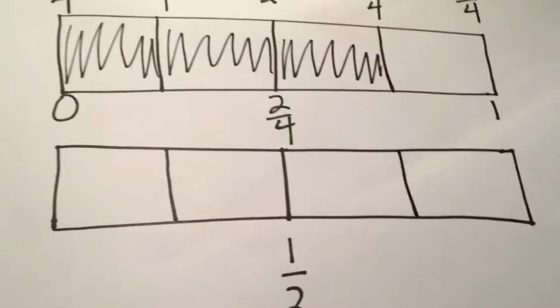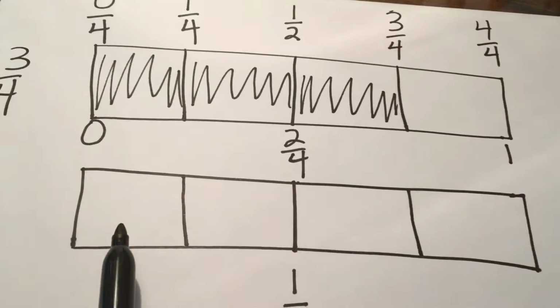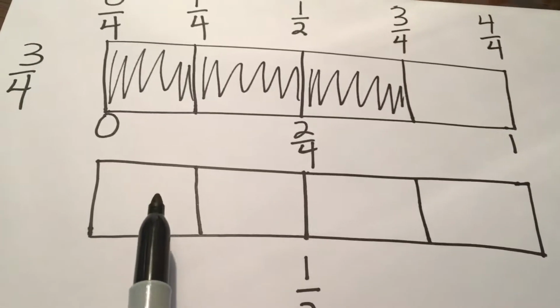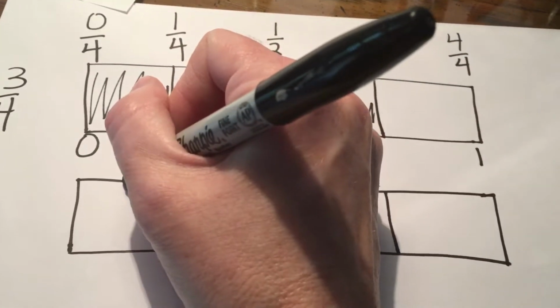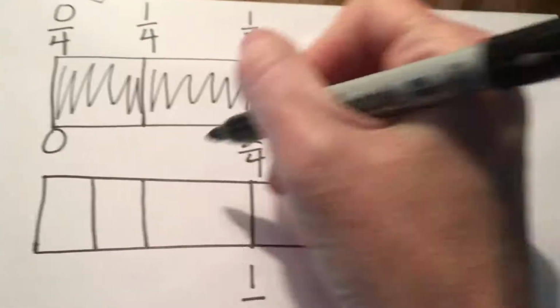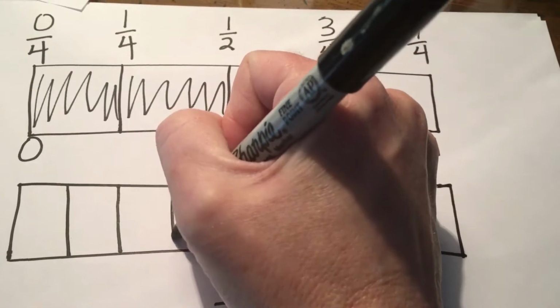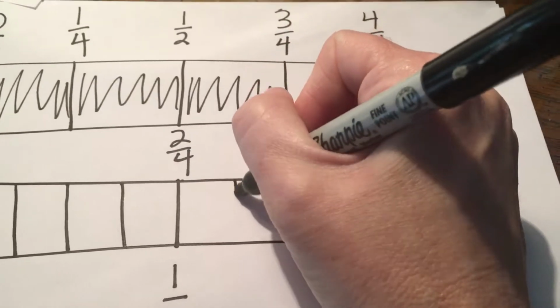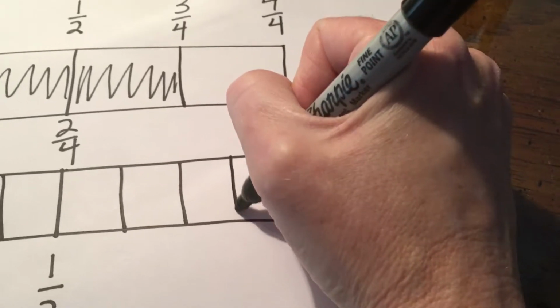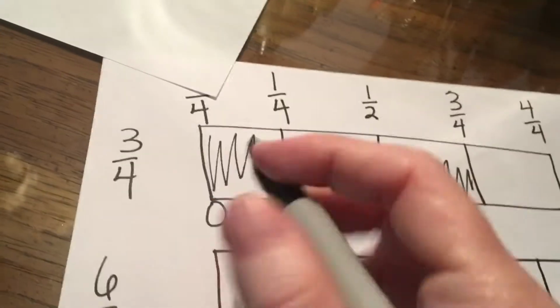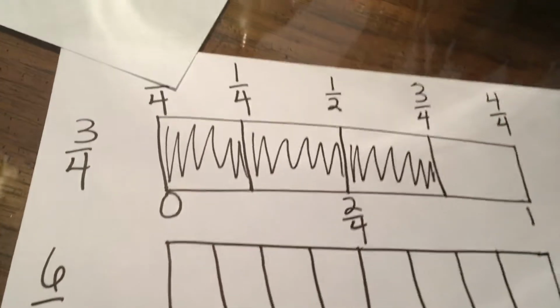So 4 times 2 is 8. So if I cut each of these in half, then I'd have 2, 4, 6, 8 equal parts. So keeping it as equal as possible, I'm cutting each 4th in half. Notice I did that very carefully. Okay, well, I have 0. We're talking about eighths.